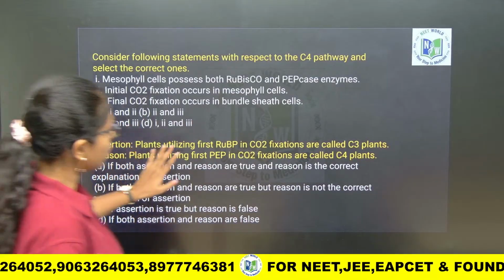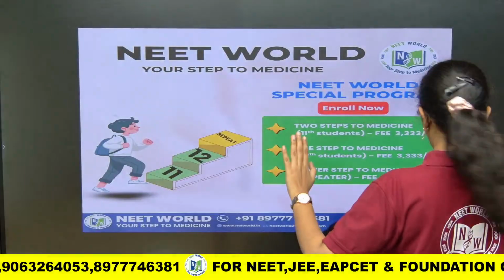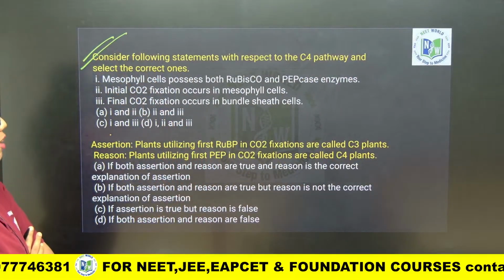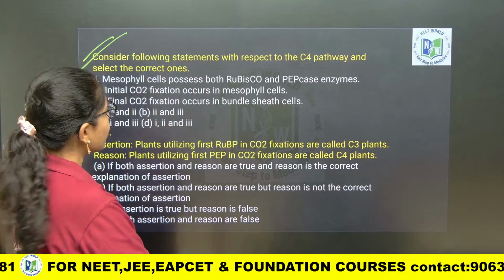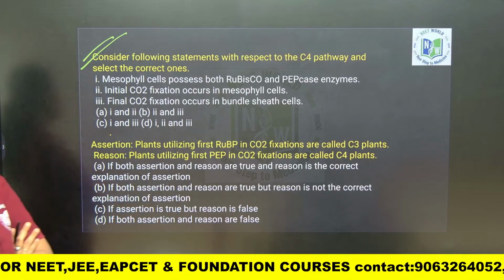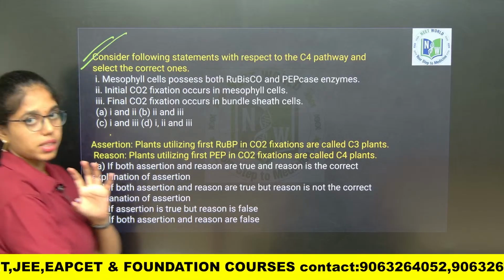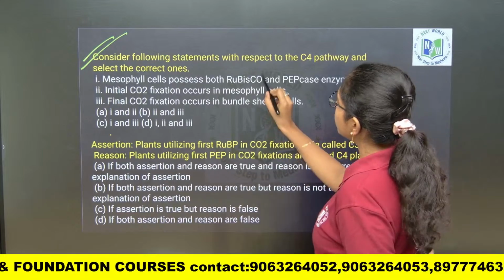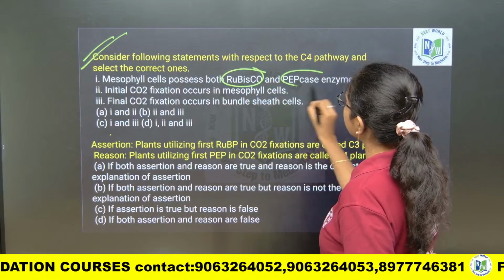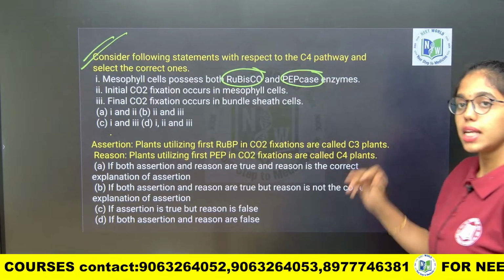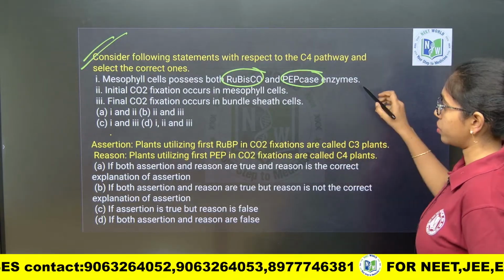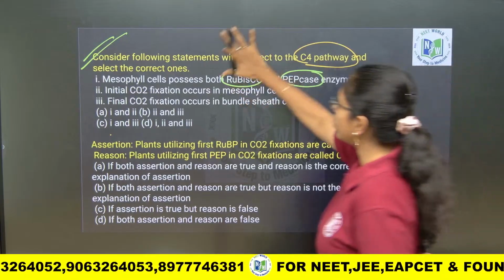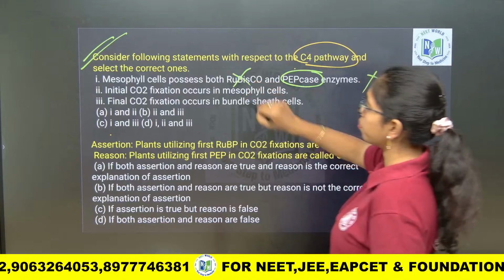Yeah, this question you see, last question if I am not wrong. Consider the following statements with respect to C4 pathway and select the correct ones. We have to choose the correct statement, okay? Mesophyll cells will possess both rubisco and pepcase. Wrong. In C4 plants, mesophyll cells will possess only pepcase, not rubisco.